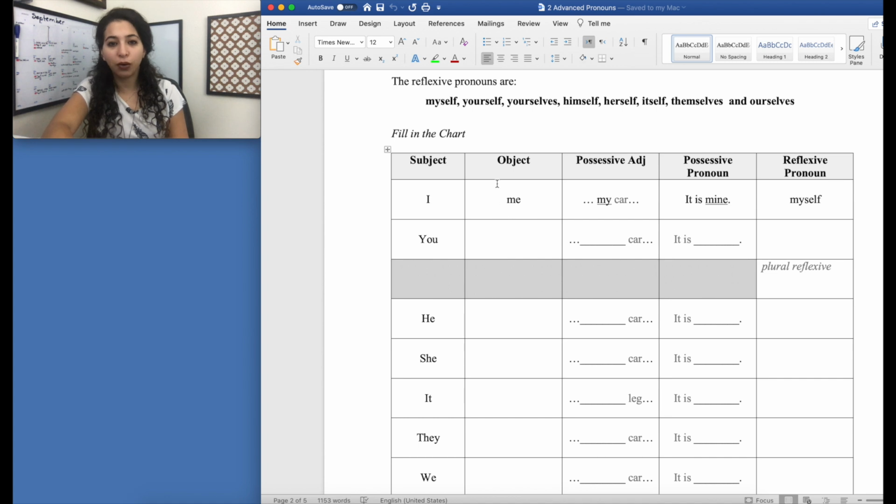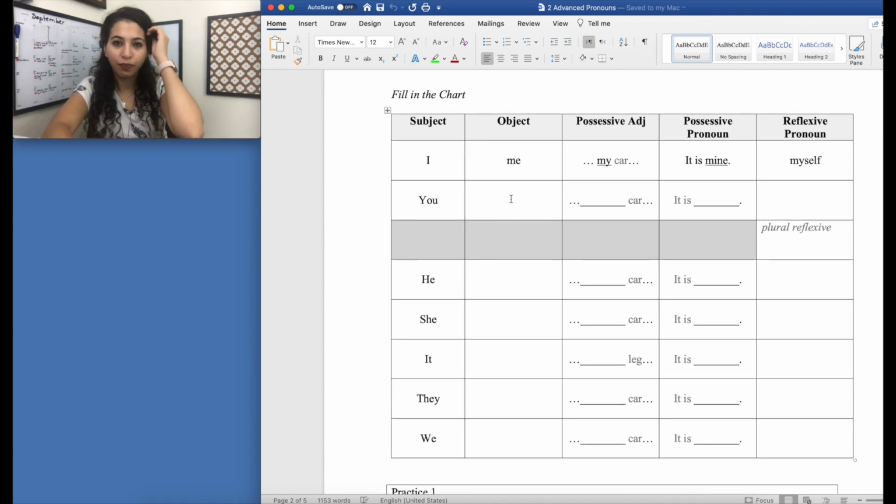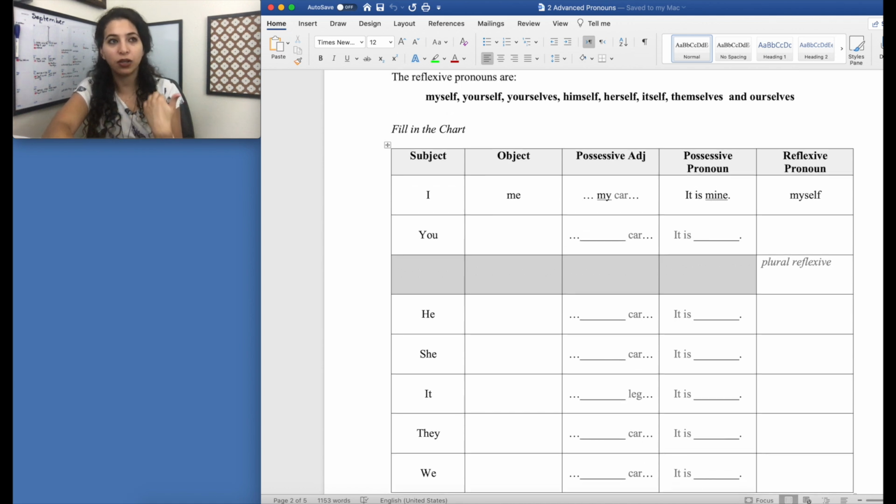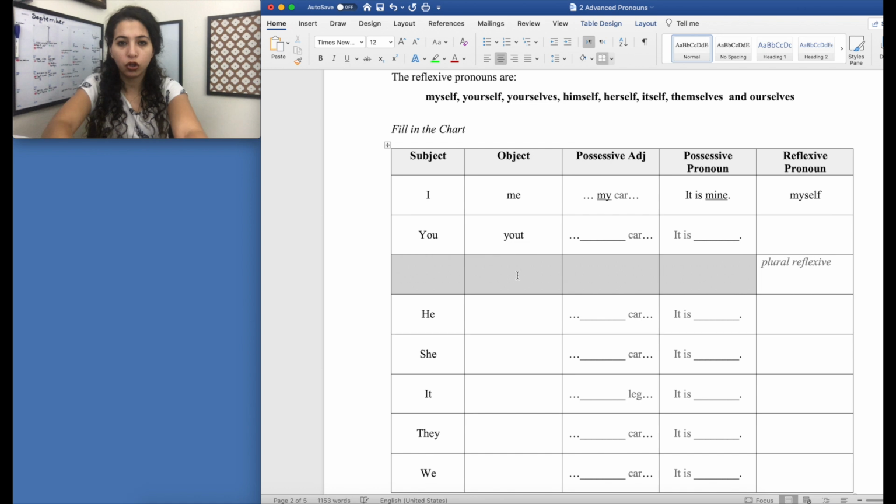Okay? Now we have object. When we are using it as the object, like we said, you can go back to the other video or go back to the other worksheet or the notes that I have, and you could fill this out. When we have me, this is objective, so me, you guys, your, it's not working, hold on.